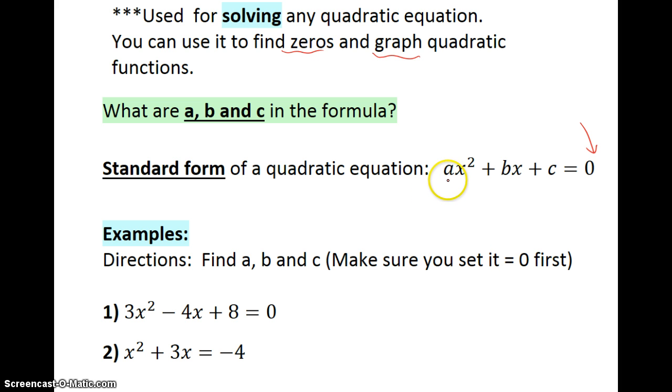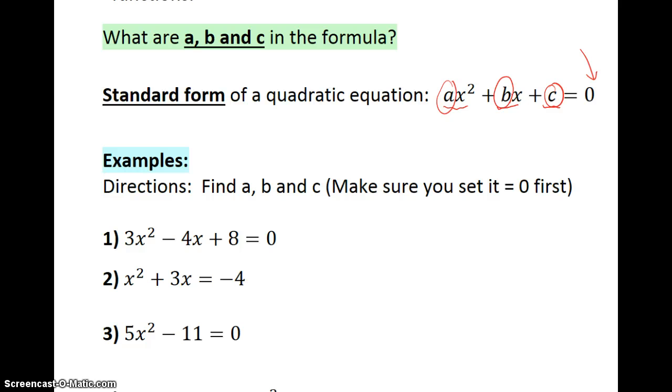When you have the quadratic in standard form, you're going to have the x squared first, then the x, and then the constant number. The coefficient of x squared, whatever number is right here in front of x squared, that is your a. Whatever number is multiplied by your x is the b, and the constant number is the c. So your first challenge when you're doing the quadratic formula is to figure out a, b, and c. So I'll show you a couple, and then I have a few checkpoints for you to try on your own.